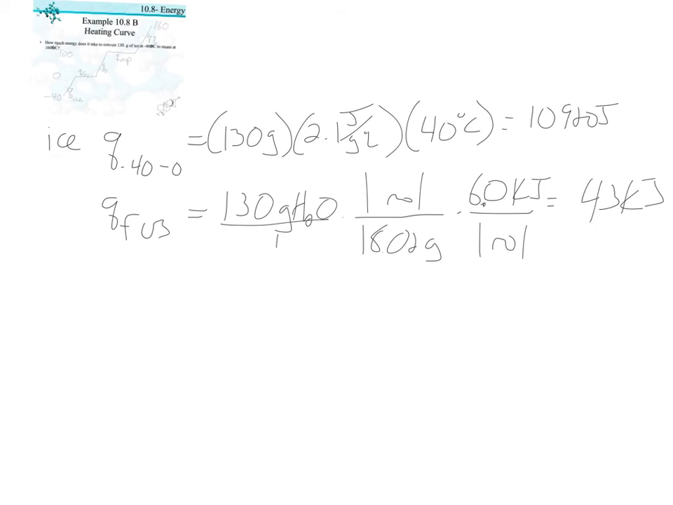Now right there we see we have a problem. Our first heat gave us joules, our second one gave us kilojoules. If we round this first one to sig figs, we're at 11 kilojoules. Okay, because we're going to need to match later.